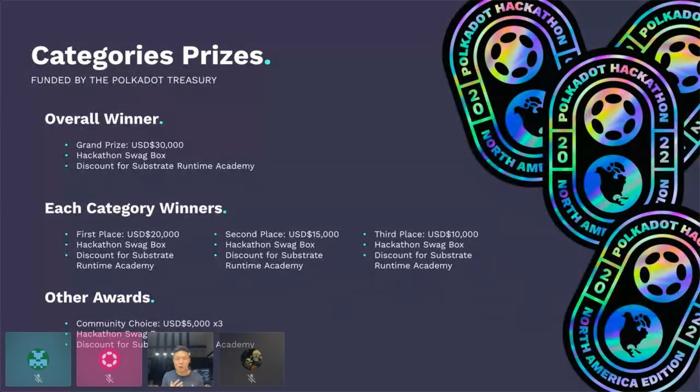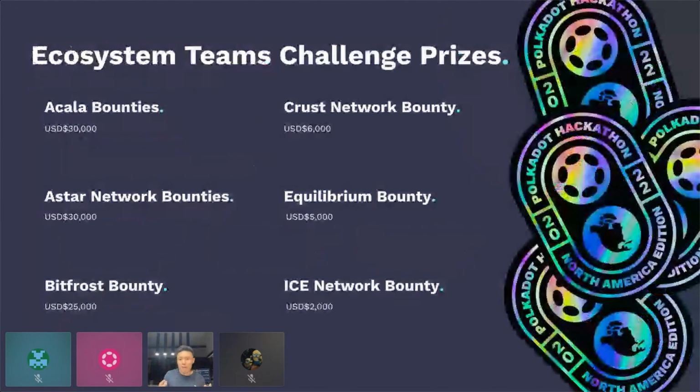One of the interesting awards we are also introducing is one where everyone out there, whether you participate in the hackathon or not, has the power to decide which ideas you think are the best. We will be awarding 3 teams with a community choice award, where each team will be awarded 5,000 USD and a Hackathon Swag Box, and similarly are entitled to a discount for the Substrate Runtime Academy as well. The ecosystem team challenges are of varied amounts.